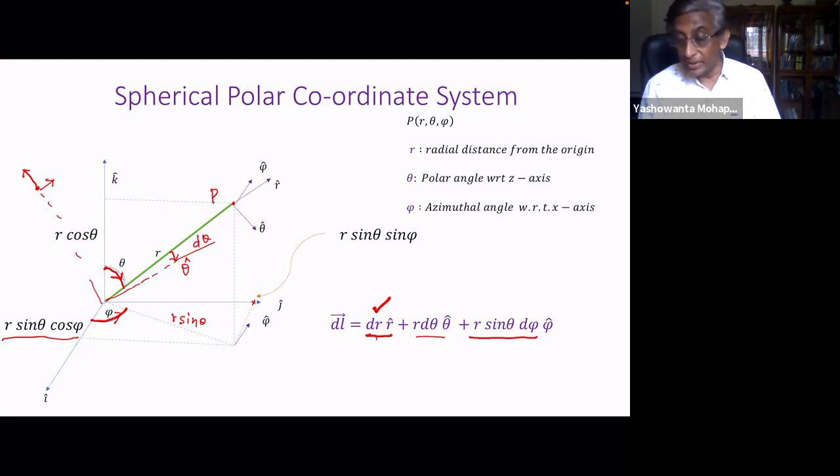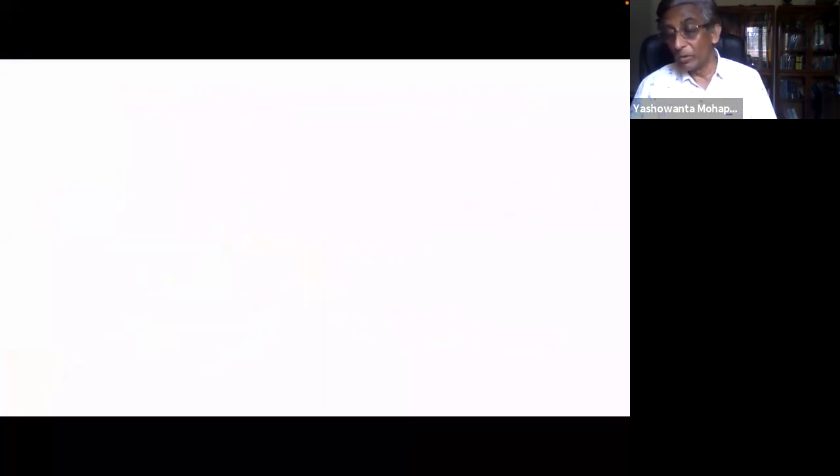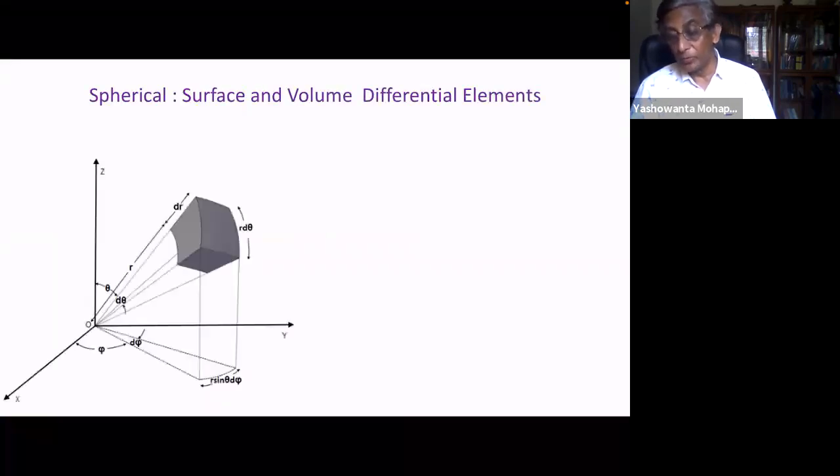So r sine theta is here, and then change in d phi will point in this direction, in the phi direction. So how about surfaces here? Let's see surface and volume elements. I just showed r sine theta d phi, and this is r d theta, and this is dr. So differential length is, of course, important.